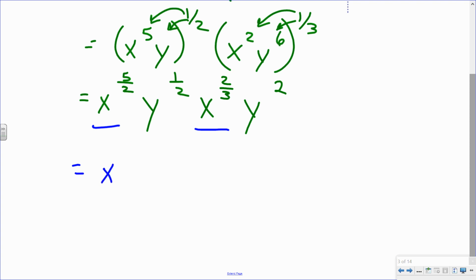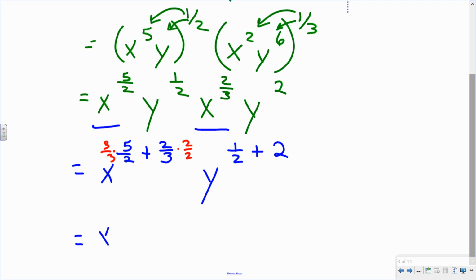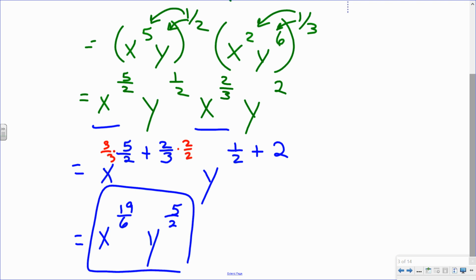So I am looking at x to the 5/2 plus 2/3, and I am looking at y to the 1/2 plus 2. When we're adding fractions, what do we have to worry about, everyone? Common denominator, exactly right. So I need to multiply by 3/3, by 2/2, and I have 15/6 plus 4/6, so 19/6. And 2 I know is 4/2, so 1/2 plus 4/2 is 5/2. Now I only have x once and y once, so that is my answer on that one.